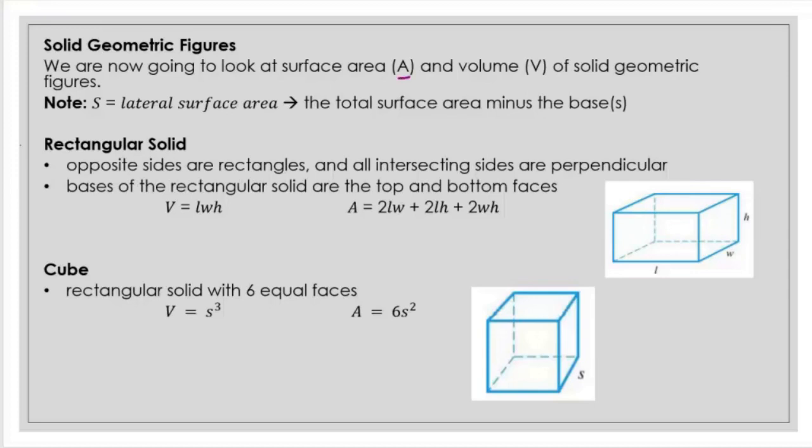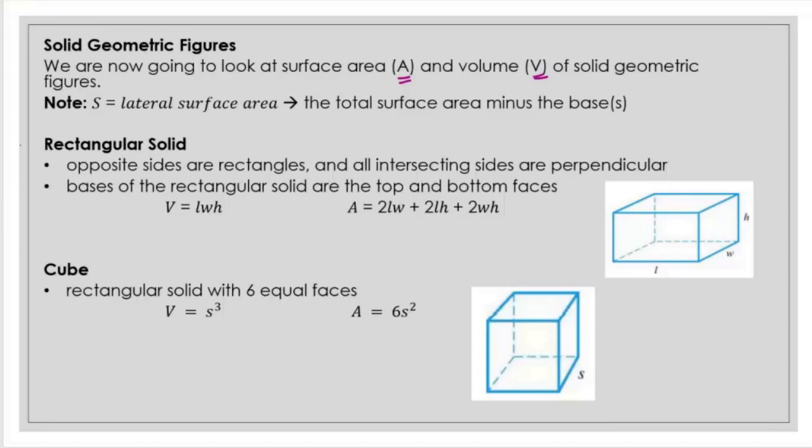We're looking at surface area, always given with a capital A, and that's the entire surface area of the shape, including the bases, as well as the volume. Surface area will, of course, be in square units and the volume in cube units.